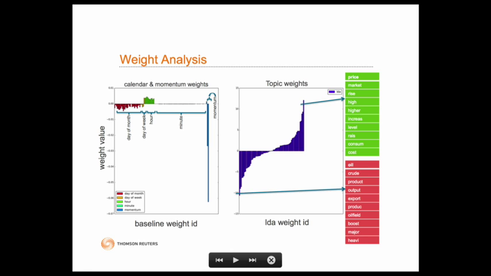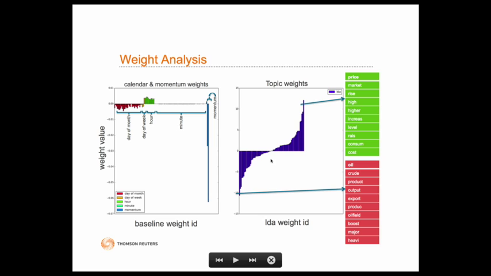And it turns out that our weight analysis shows that there is some significance to day of the month, day of the week, and hour. Hour seems to be even more significant, so things come out early in the day versus late in the day, and so on and so forth. However, momentum features play the majority of the role. And then the topic weights, again, were very significant.